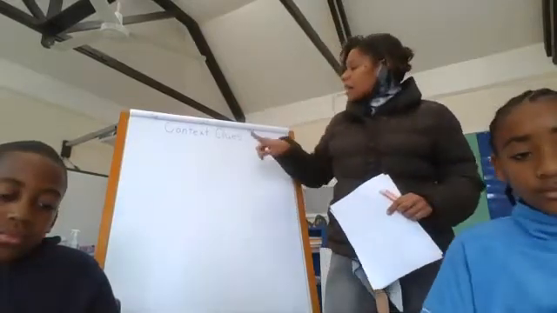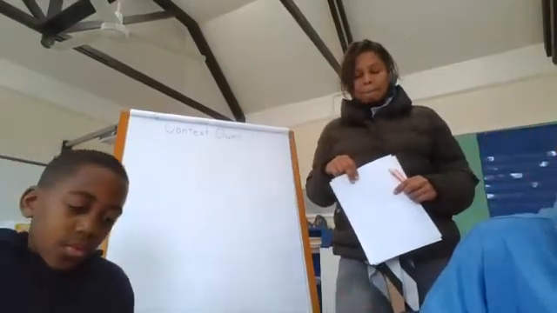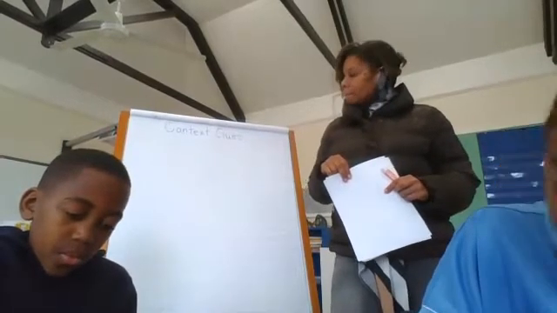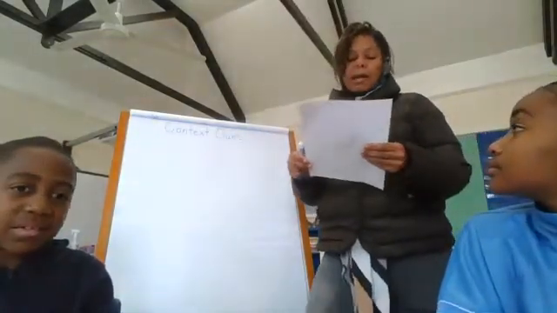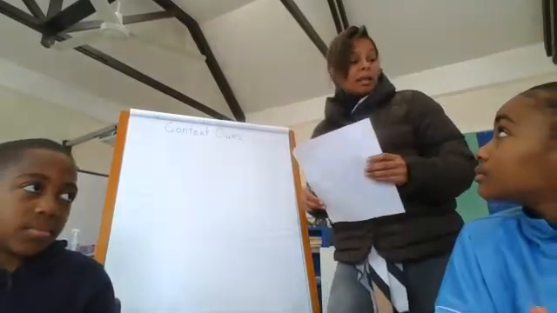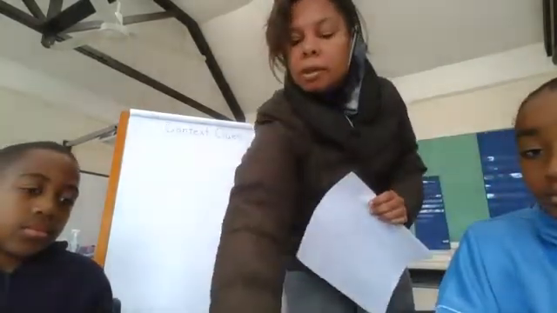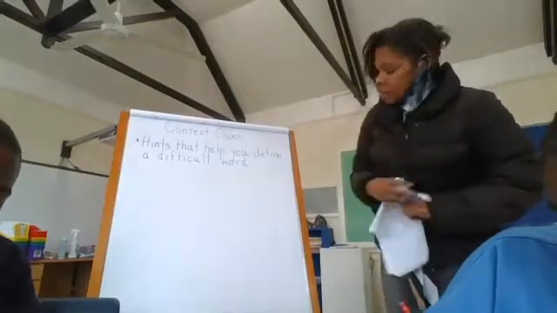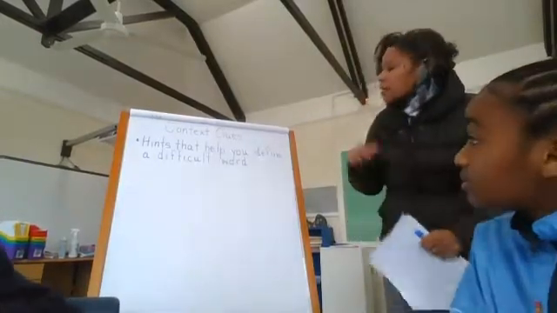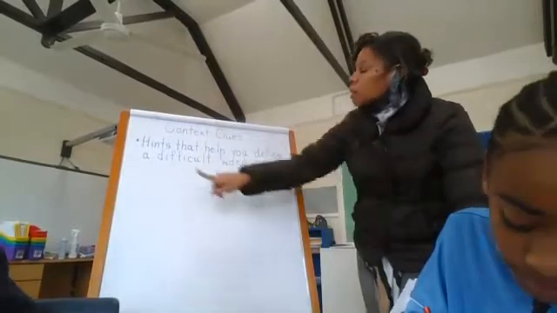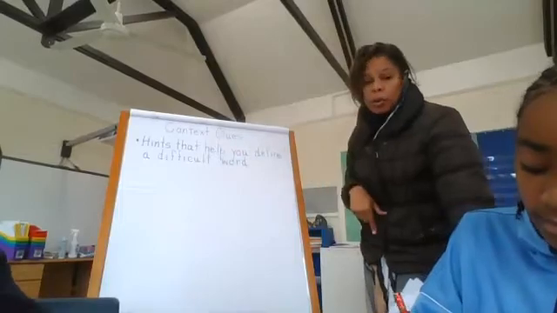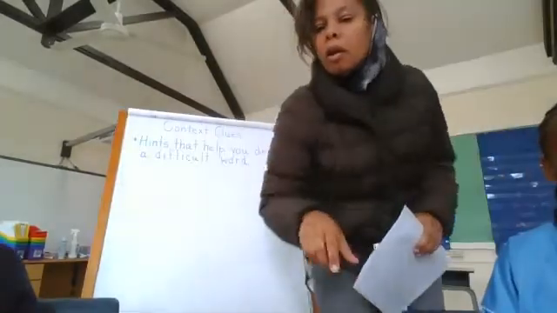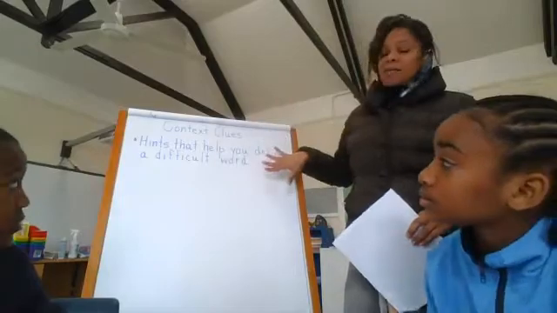All right, so the first thing I want you to do is to turn to a fresh page in your book and write the title Context Clues. And we'll just press pause to give you a chance to write that down. And context clues are hints that help you define a difficult word. Okay, so I'm going to write that up on the board. So you can write this definition in your book. So context clues are hints or little clues that help you define a difficult word. Okay, so you should have the title down, you should have the definition of context clues.